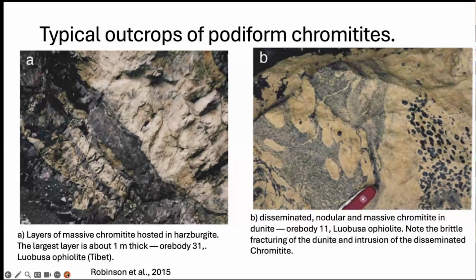And these are typical outcrops of podiform chromites. Here you've got layers of massive chromatite and harzburgite. So this is, you know, a 1 meter thick chromite body. And here's disseminated, nodular and massive chromatite in dunite. The dunite's the orangish stuff.